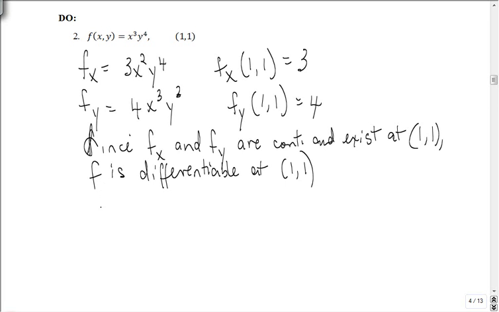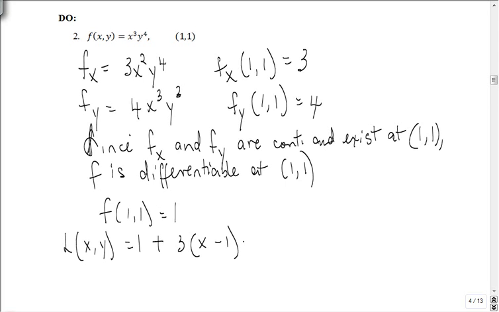Now we find the linearization. F at 1, 1 is 1. And so L of x, y is 1 plus 3 times x minus 1 plus 4 times y minus 1, which is 3x plus 4y minus 6.